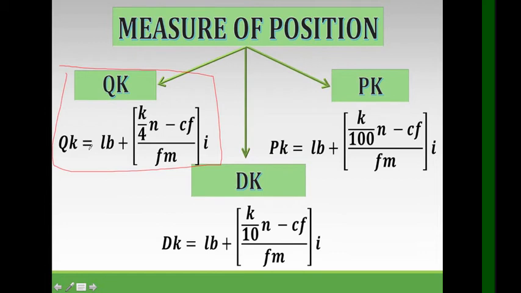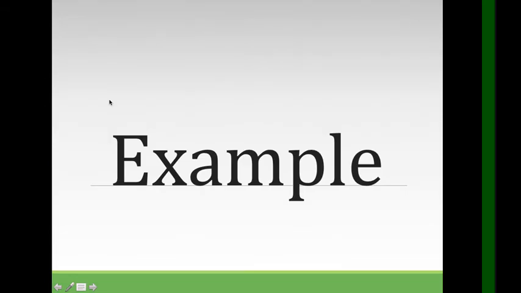Q sub K is equal to lower boundary plus K divided by 4 times N minus less than cumulative frequency, over the frequency of the quartile class, times the class interval. Okay? So, this is the formula that we will use to solve a quartile for the group data.